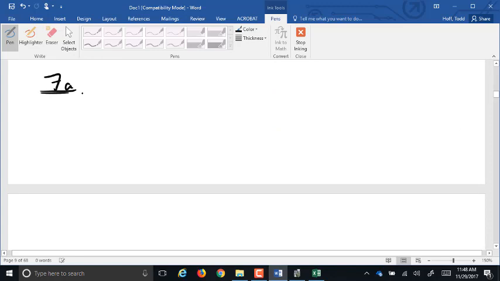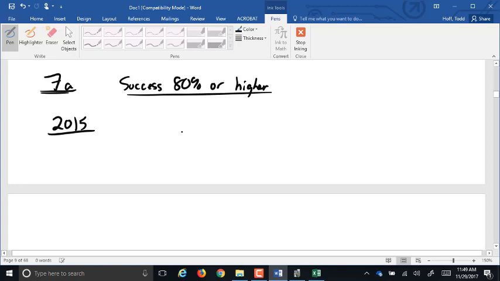Okay, so question 7A asks us, if success is 80% or higher, what percent were successful in each of those plots? So if we look at 2015, if you look at that dot plot and you count the number that are 80% or higher, how many were at 80% or higher? So if you looked at 80 and counted the dots above it and then to the right of it, how many did you come up with?